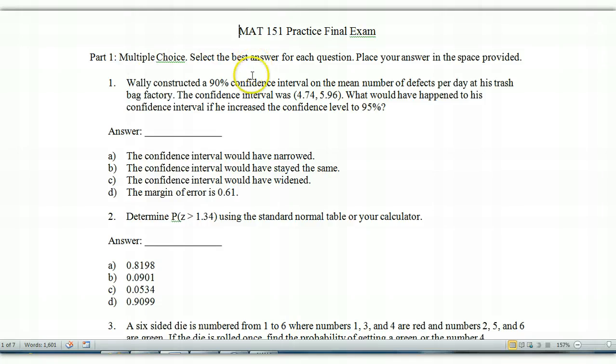This is part 1 of the practice final. 1 through 20 are multiple choice, so the last 6 to 10 or so are going to be do your own work, show your work.